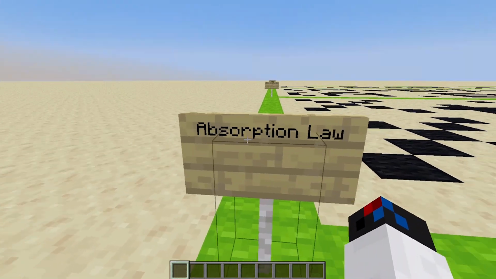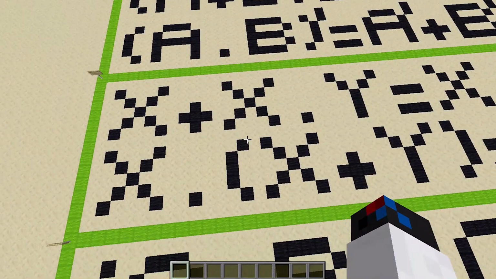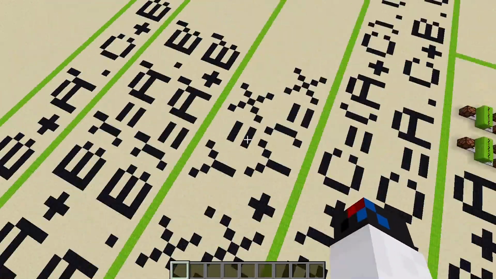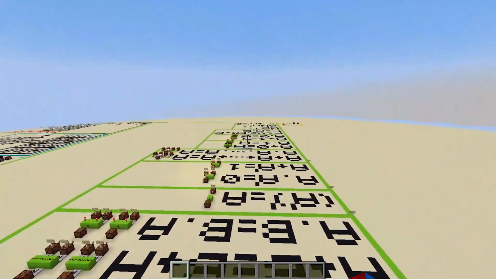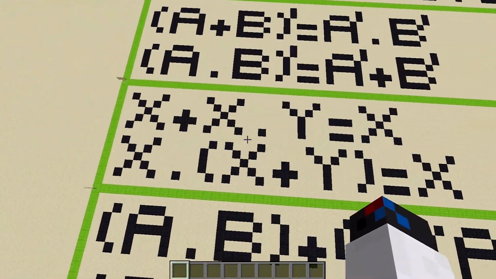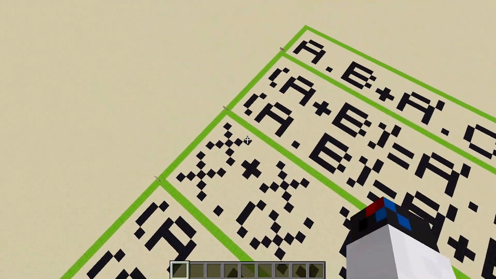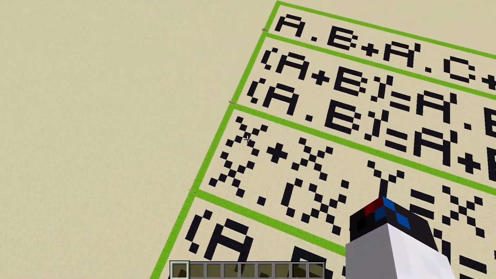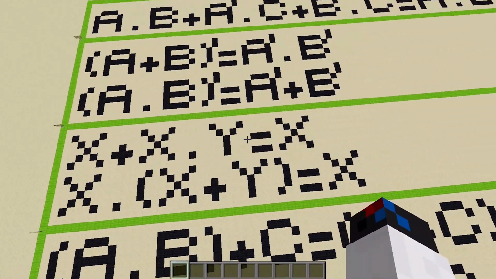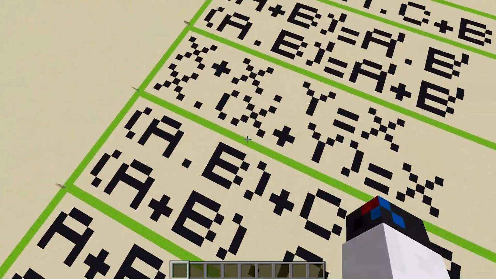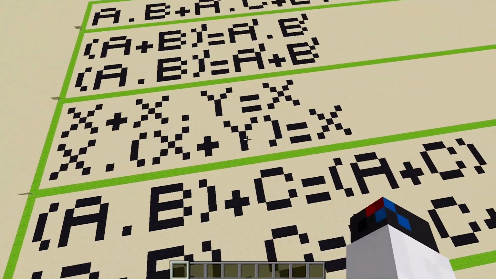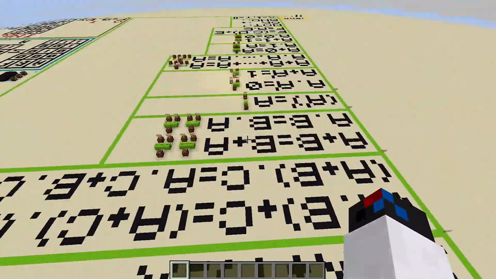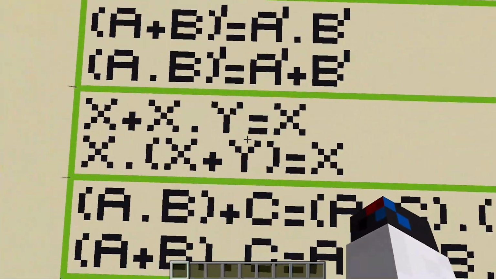Okay, next law, the absorption law. Now the absorption law looks like this, and I am not going to prove this, but you can use all of the stuff that we have talked about or search it up on Google. It looks something like this. We have x or a, it's just a different symbol, it's still Boolean variables. So x or x and y will equal x, and x and the output of x or y will equal x. Again, if you want to try to prove it, you can use all of the other stuff that we have talked about here or search on Google.